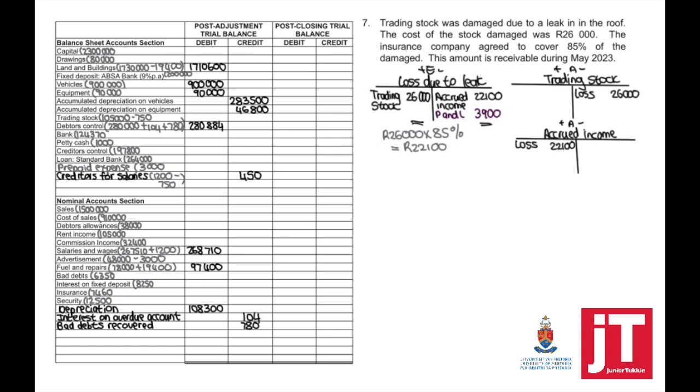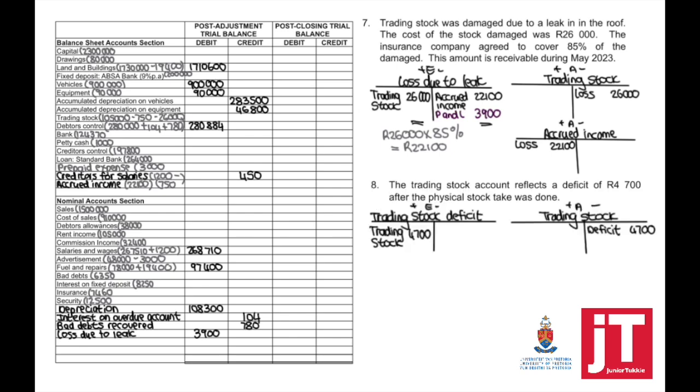Adjustment number 7, loss due to a leak, trading stock, minus 26,000, because that was the original cost of the stock that we've lost. Accrued income, we're going to add 22,100, and then loss due to leak, 3,900. That was the amount that appeared in your profit and loss account.